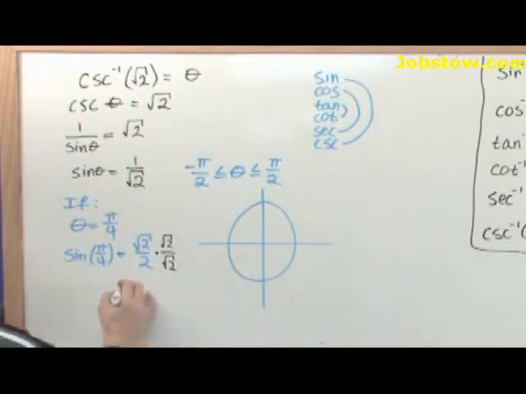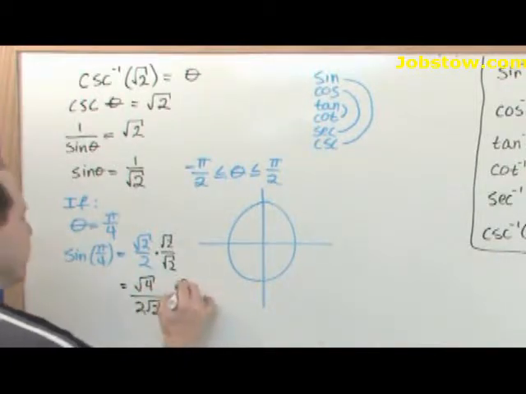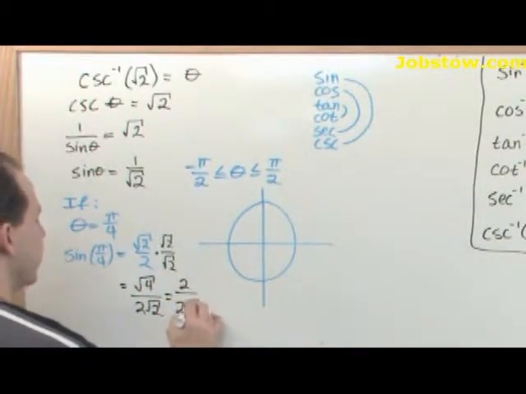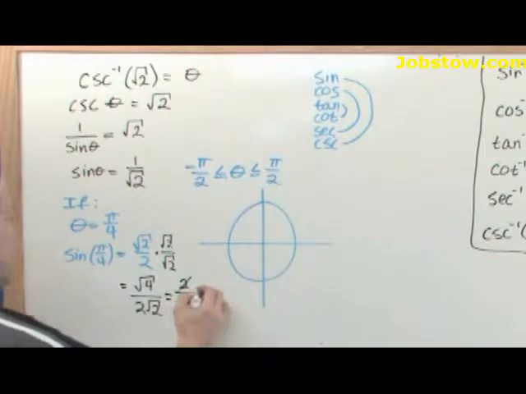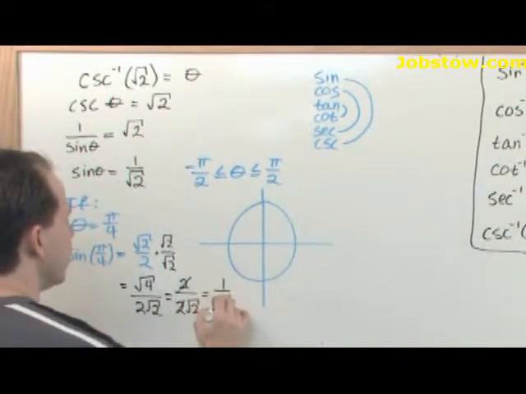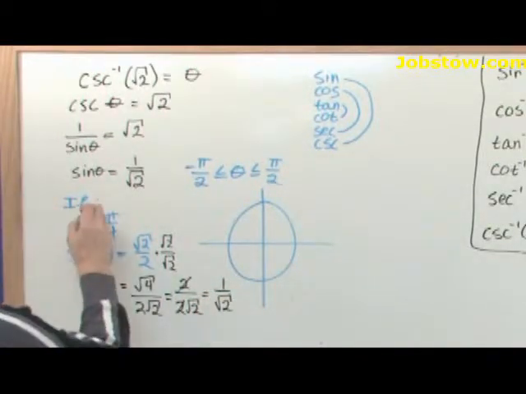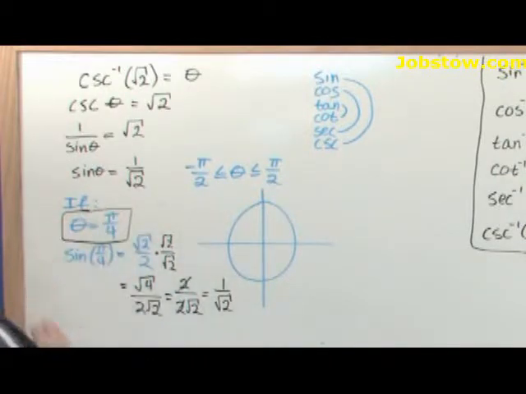If I do the simplification on the top, I'm going to have square root of 4, since 2 times 2 is 4. And on the bottom, I'm going to have 2 times the square root of 2. So on the top, square root of 4 is 2, and on the bottom is 2 times the square root of 2. And you can see right here the 2's cancel. So you have 1 over square root of 2. So it turns out that pi over 4 was the correct angle.